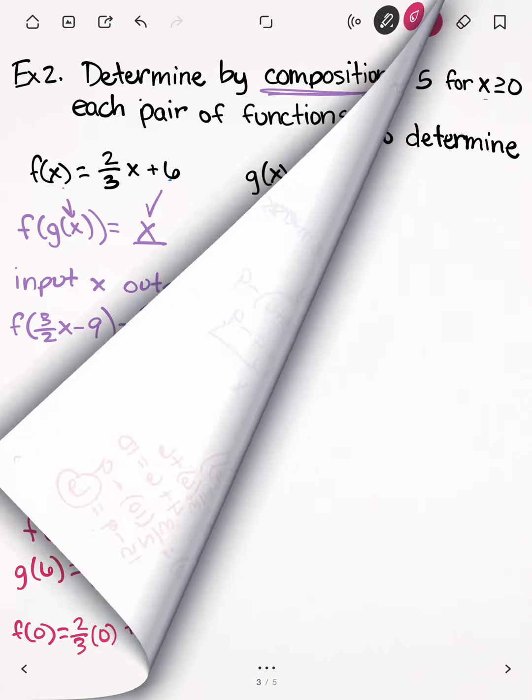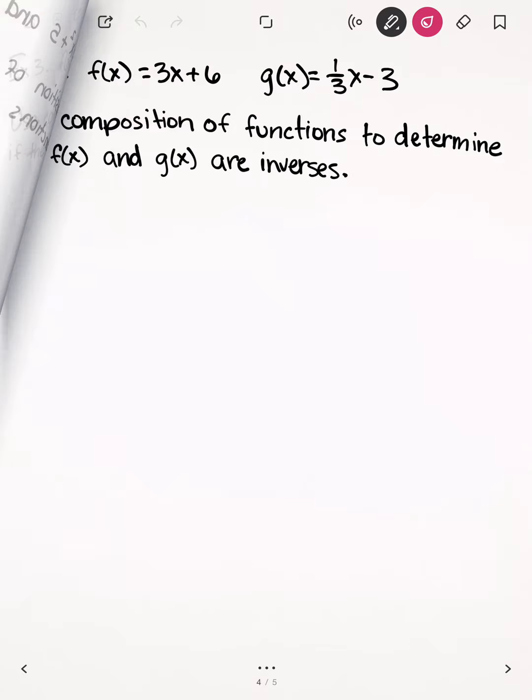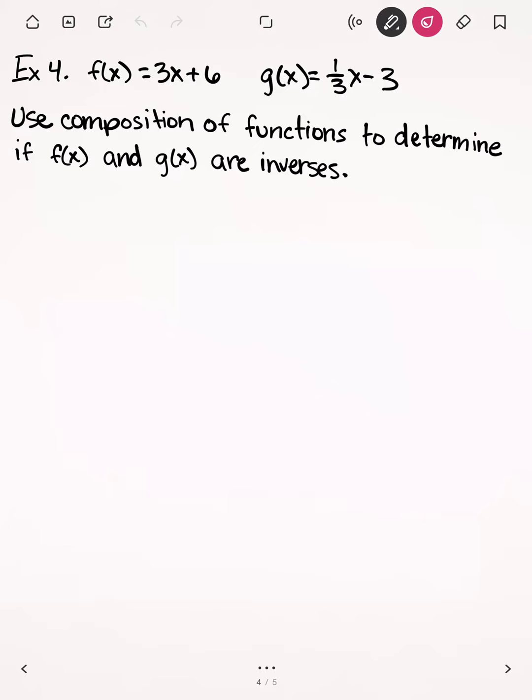Let's do one more, asking if they're inverses using compositions. I'm going to go ahead and switch to this one. That last example, they're not inverses, but this is one that I would like to show. So again, we're using compositions. I'm just going to stick with x this time. If you want to use a different number, it doesn't matter. You can pick any number in the world, but I just want to use x now.